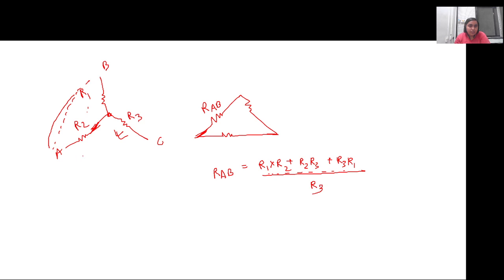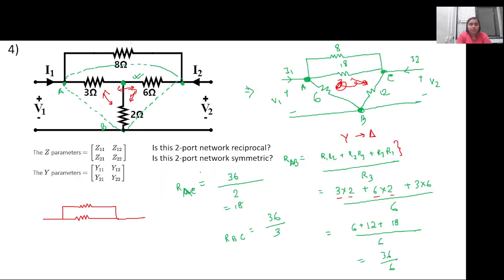Yes, ma'am. So you tell me, across RAC, the numerator will remain as it is, R1 R2 plus R2 R3 plus R3 R1, right? What will be in the denominator? Whoever had doubt, can you please tell me? RAC. AC is R1. Right, it will be equal to R1. So you have got the hang of it. Remember just the opposite branch.